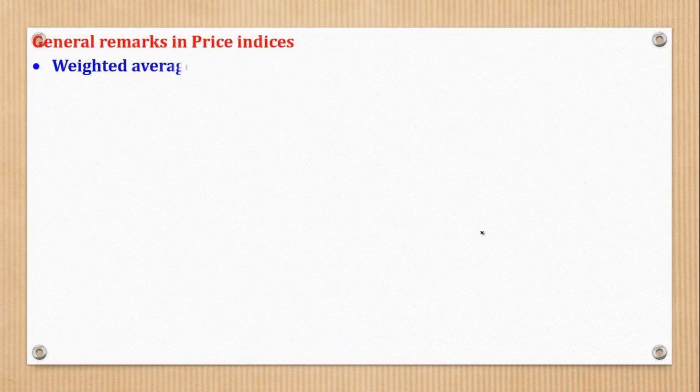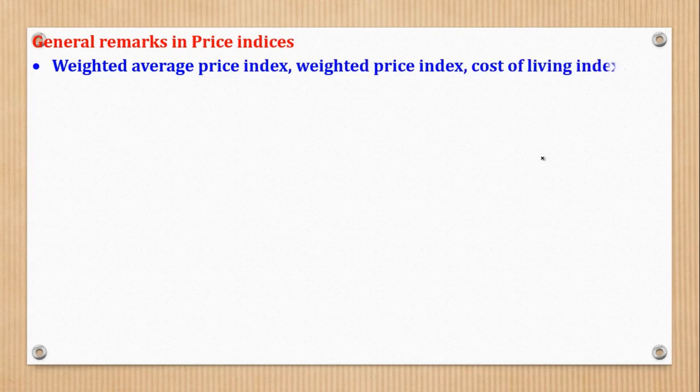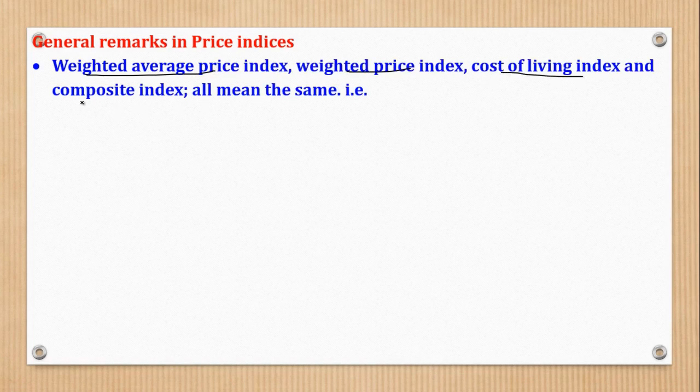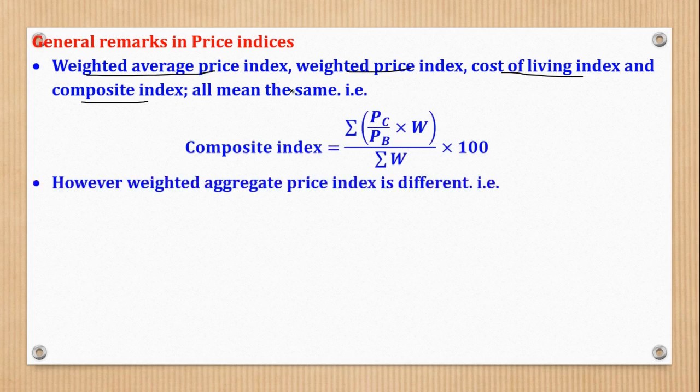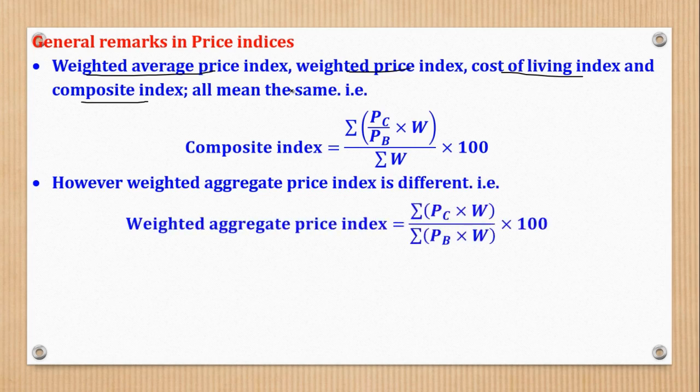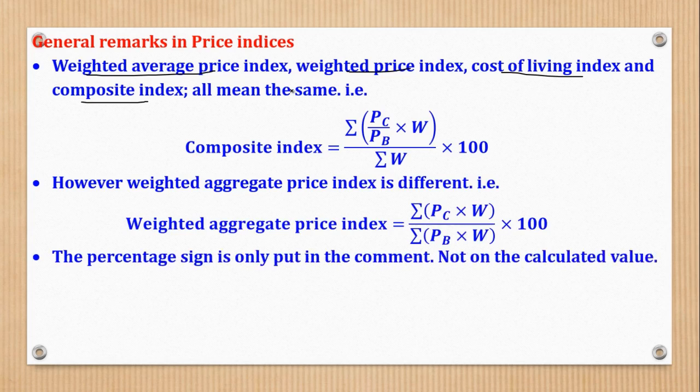For price indices, one is that we should know that all these mean the same. Weighted average price index, weighted price index, cost of living index, and composite index, they all mean the same and they have one formula. So they can just change the word to twist, but they all have the same formula. The other one is weighted aggregate, which is different and has this formula. What you need to know is that the percentage sign is only put on the comment. Here there is no percentage sign.